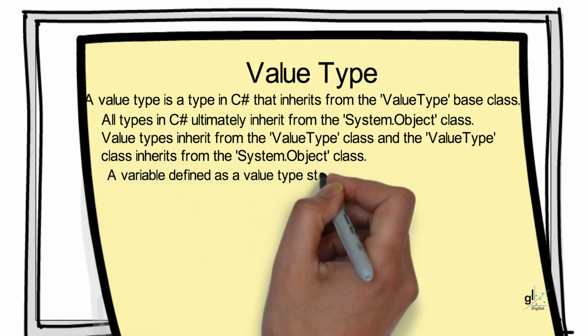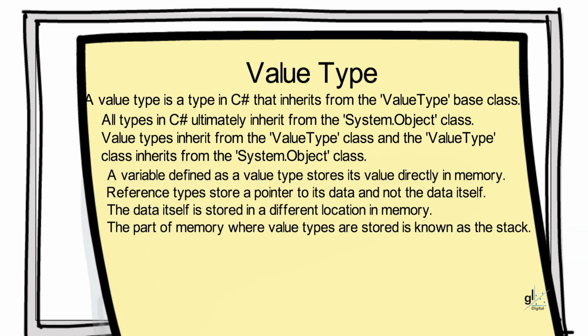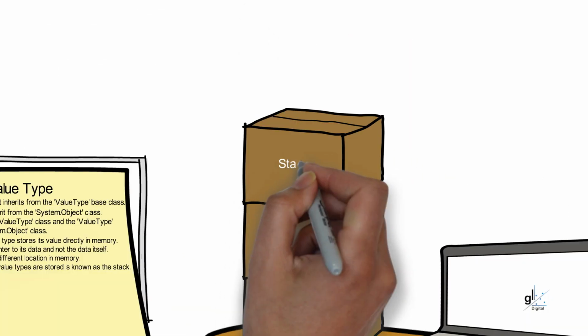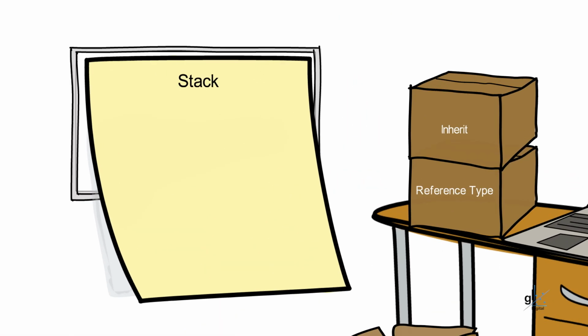A variable defined as a value type stores its value directly in memory. Reference types store a pointer to its data and not the data itself. The data itself is stored in a different location in memory. Value types store their data directly in memory. The part of memory where value types are stored is known as the stack. Let's push the term stack to the top of the terminology stack.